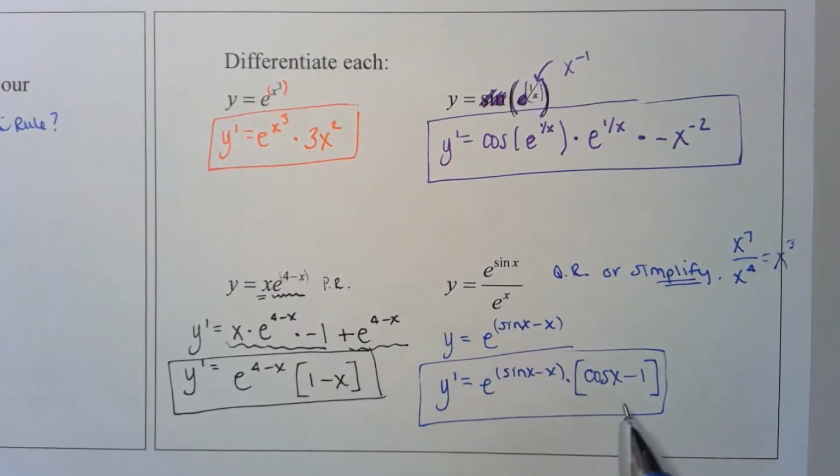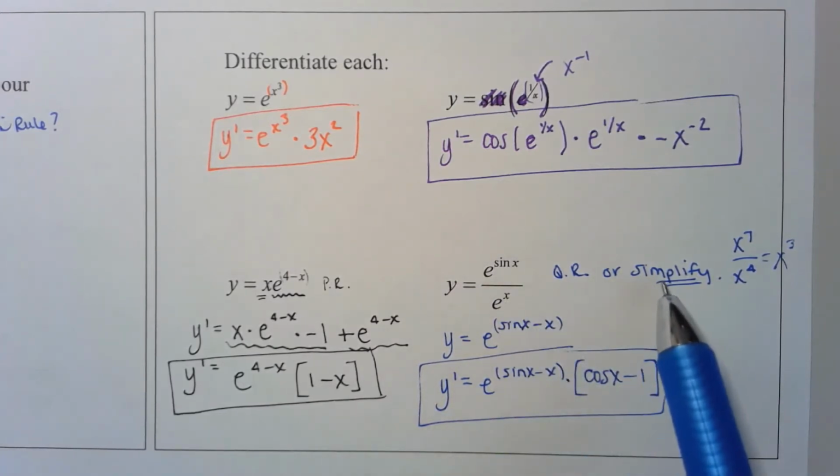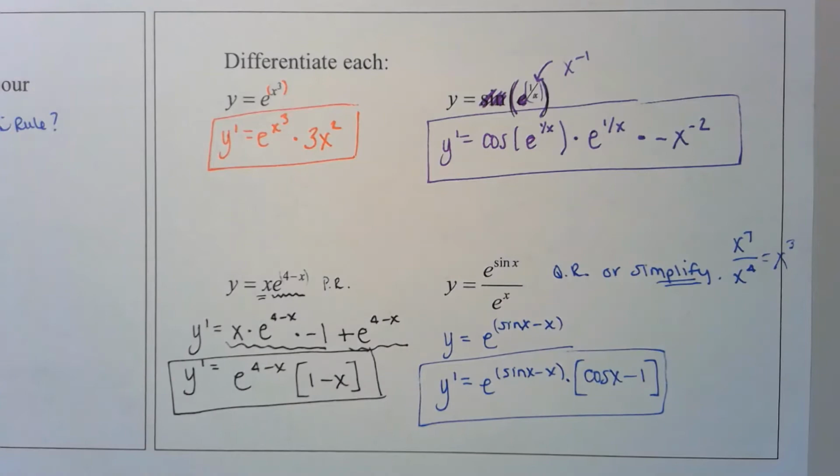That was a choice I made. I chose to simplify first, but I could have just as easily used the quotient rule. It's just going to look a little worse, isn't it? All right. Let's flip it over.